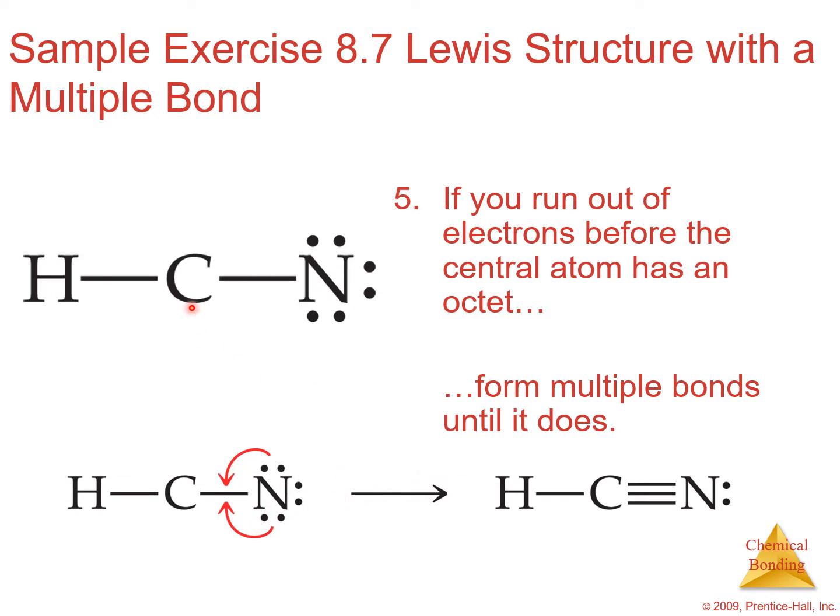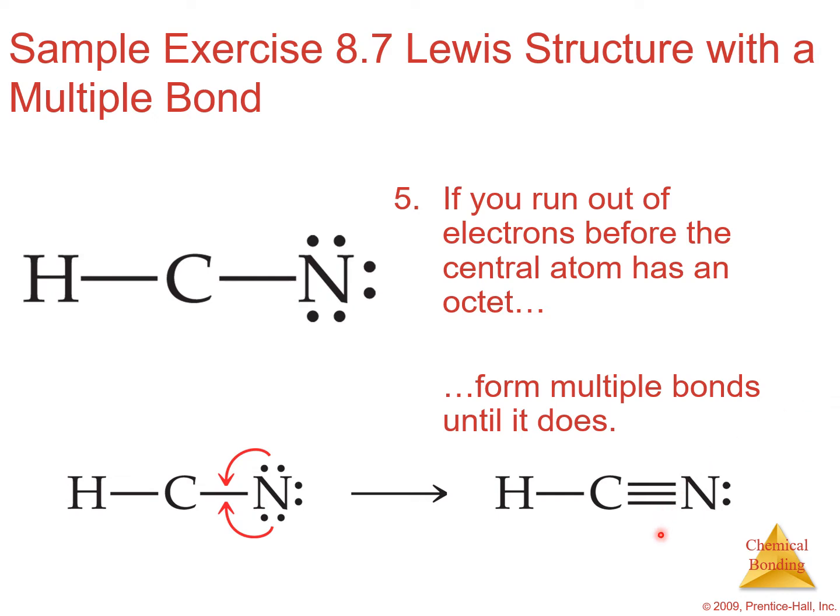So here, when we sum the electrons, 1 plus 4, 5 plus 5, 10, and here we have 10, but carbon should obey the octet rule and has only 4, so we put one double bond. Still does not obey the octet, we put another double bond. Now we have a triple bond here between carbon and nitrogen. Remember, between carbon and hydrogen, only a single bond exists.